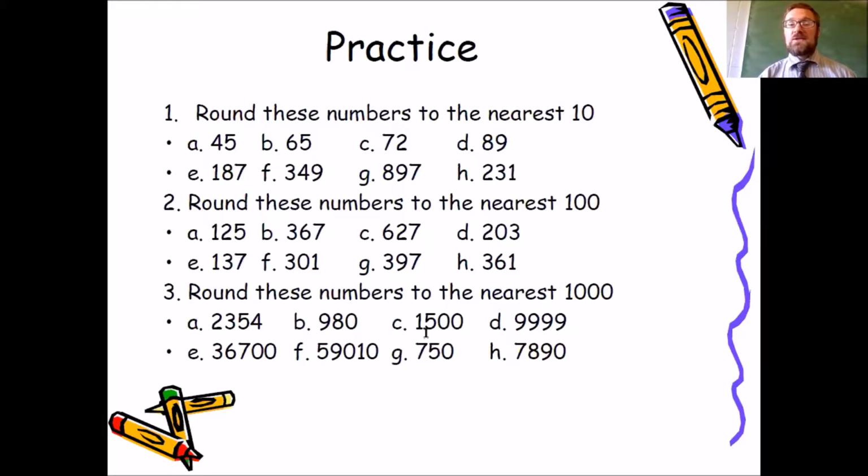Letter C is 2,000. Letter D is 10,000. Letter E is 37,000. Letter F is 59,000. Letter G is 1,000. Letter H is 8,000.